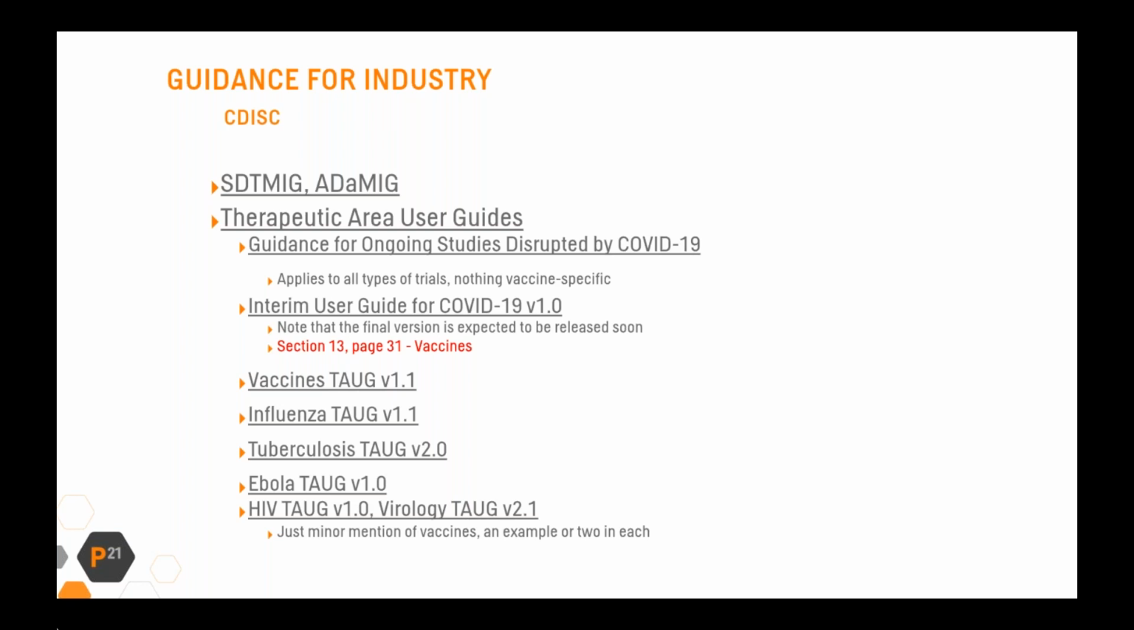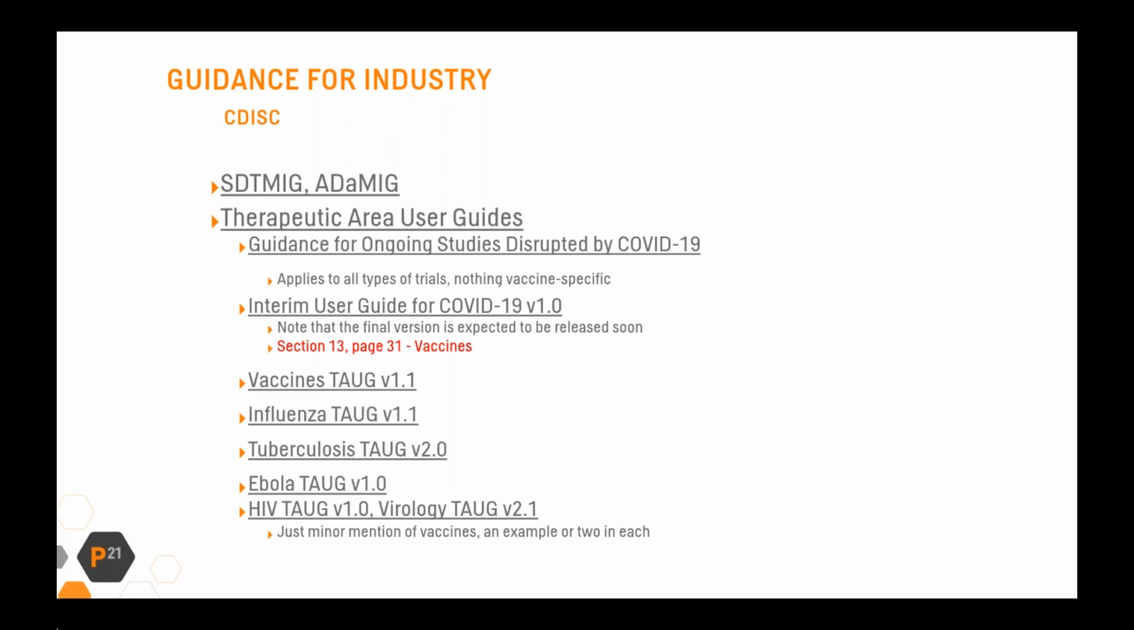This really just applies to all types of trials, not really vaccine specific, but it goes into how to handle situations in your study due to COVID-19, such as missed visits, deviations, stuff like that. There's the interim user guide for COVID-19. Just to note that the final version should be released soon. At the moment, we have the interim version to reference. There's a section 13 in there that discusses vaccines.